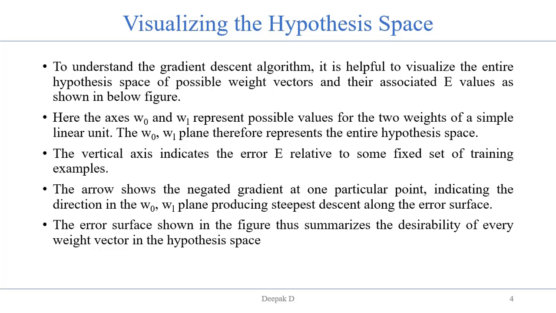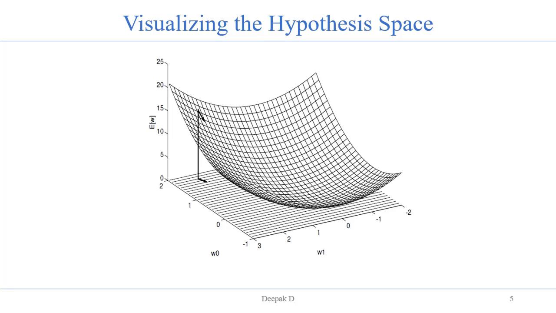To understand the gradient descent algorithm, it is helpful to visualize the entire hypothesis space of possible weight vectors and their associated error values. That is illustrated in the next figure. In this diagram, the axes W0 and W1 represent the possible values for the two weights of a simple linear unit. This W0, W1 plane represents the entire hypothesis space. The vertical axis indicates the error E, related to some fixed set of training examples. The error surface shown here summarizes the desirability of every weight vector in the hypothesis space.